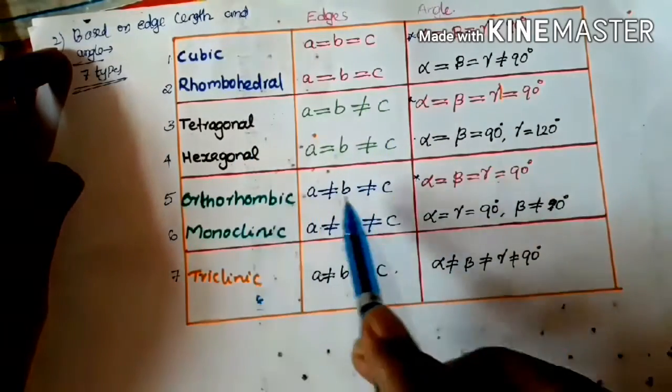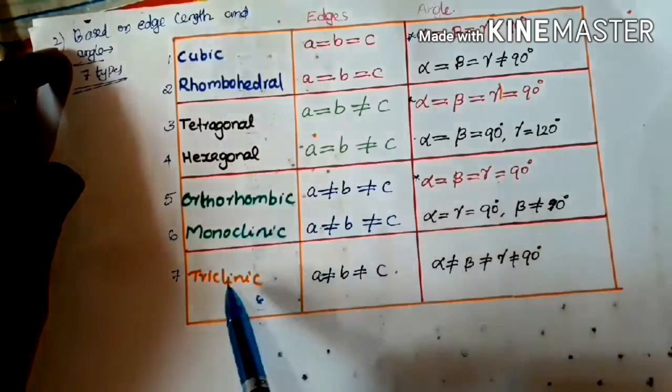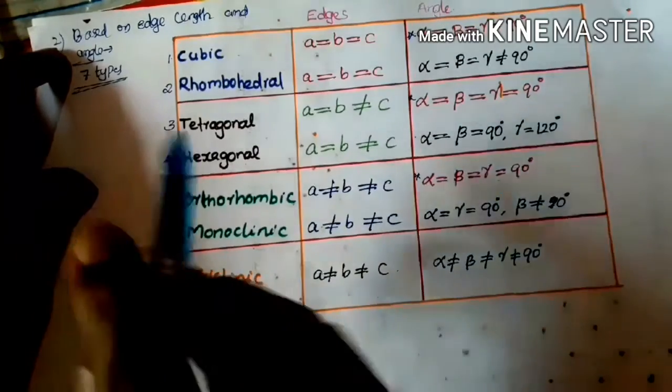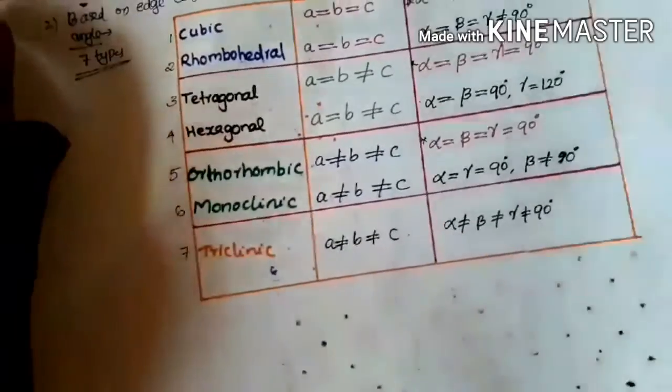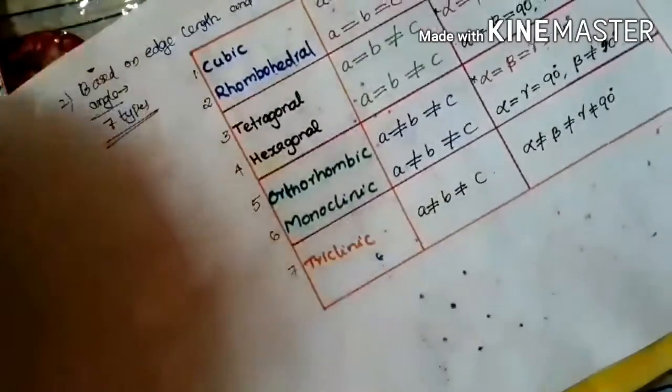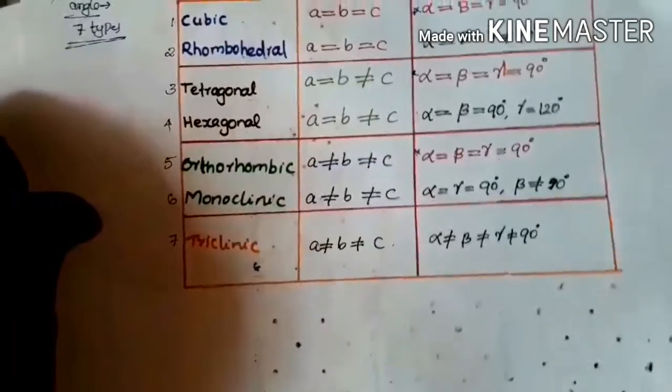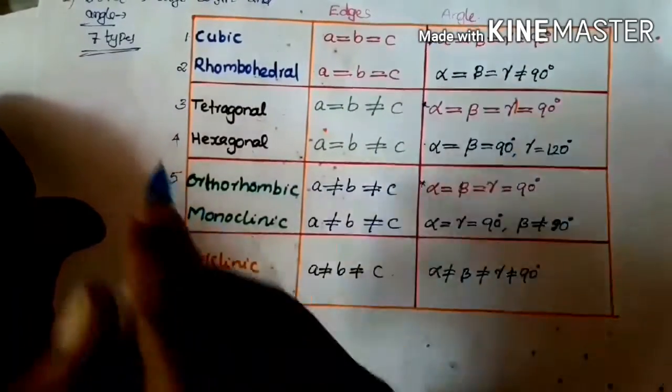Orthorhombic and monoclinic both are unequal, and in triclinic all are not equal. Also, the angles of the cube, tetragonal, and orthorhombic are all equal to 90 degrees. Now let us see if there is any trick in remembering this.